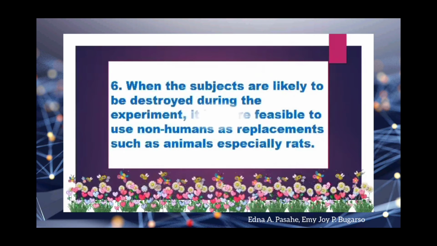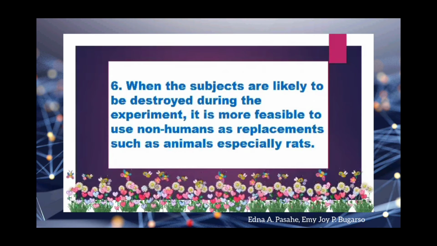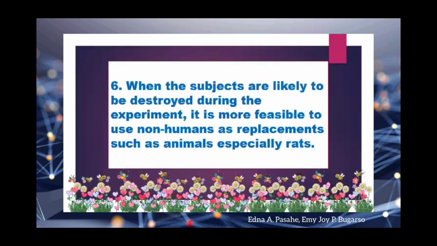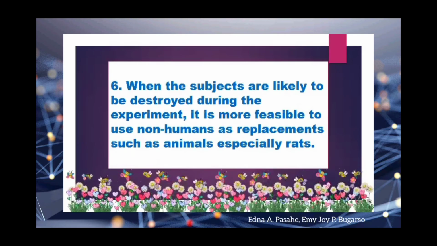And the last one, when the subjects are likely to be destroyed during the experiment, it is more feasible to use non-humans as replacements, such as animals, especially rats. That's all for the guidelines of determining adequate sampling.